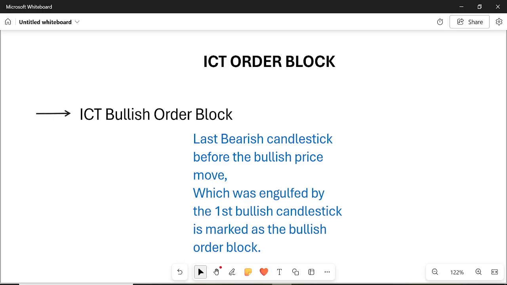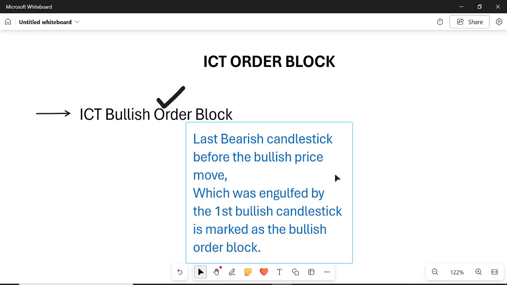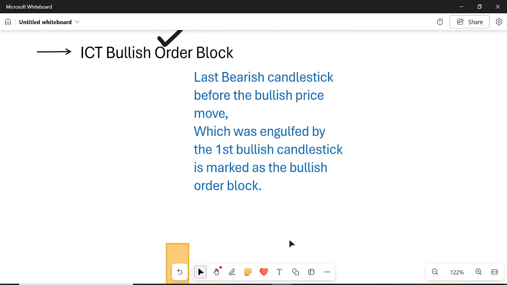So on the basis of price move, order blocks can be divided into two types. One is the bullish order block, and the second is the bearish order block. First we will be discussing the bullish order block. What is a bullish order block?